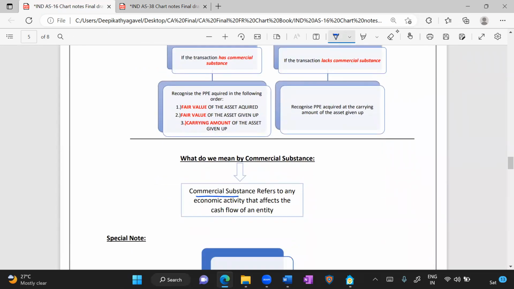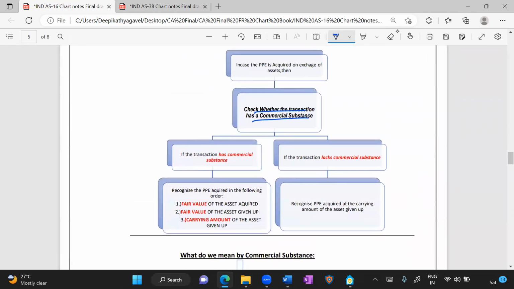Last time itself, I explained to you. Commercial substance refers to any economic activity that affects the cash flow of an entity. If any economic activity is affecting the cash flow of that entity, then that economic activity will have commercial substance. So the first thing that you will check in case of exchange is whether that exchange transaction has a commercial substance or not. If it has a commercial substance, then the intangible asset acquired will be recognized in the following order. First, you will see whether you are able to find out the fair value of the asset acquired. And second, you will see whether you are able to find out the fair value of the asset given up. If both cannot be determined, then you will go with the carrying amount of the asset that is being given up.